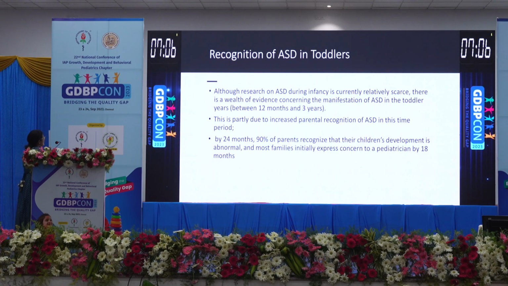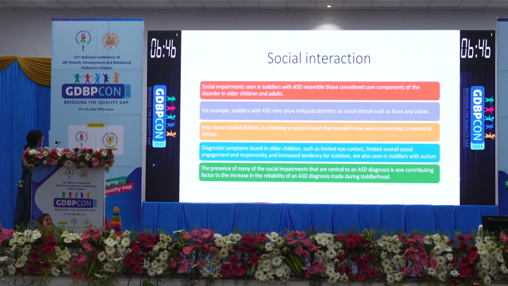Here there is a wealth of evidence, partly because even the parents are able to recognize some changes or something different in them. By 24 months, 90% of the parents recognize that the child's development is abnormal, and most families initially express their concern by 18 months of age. If you look at this age group, it closely resembles what you see in an older child. So you have social impairments.